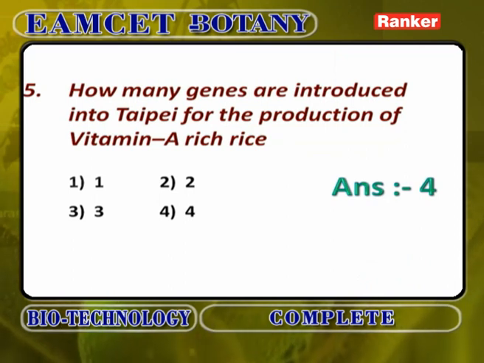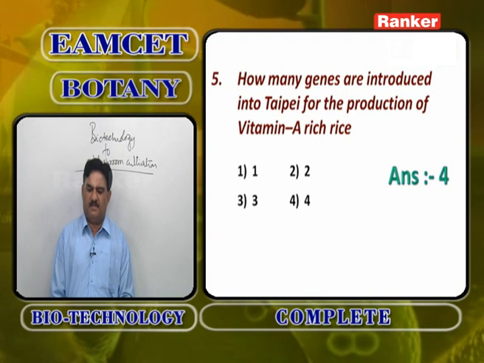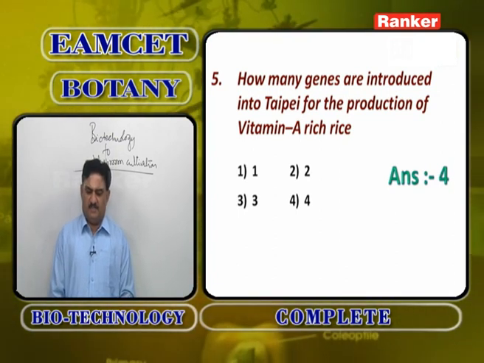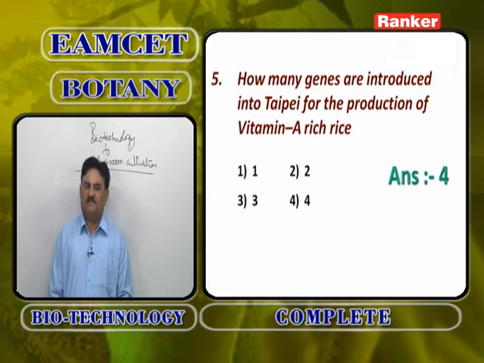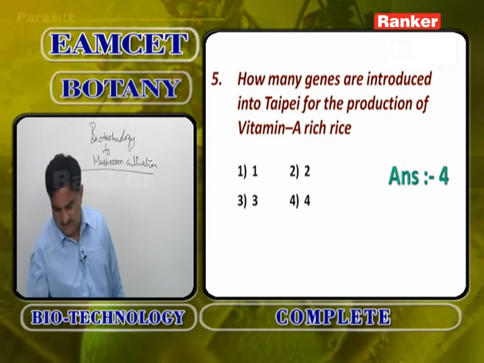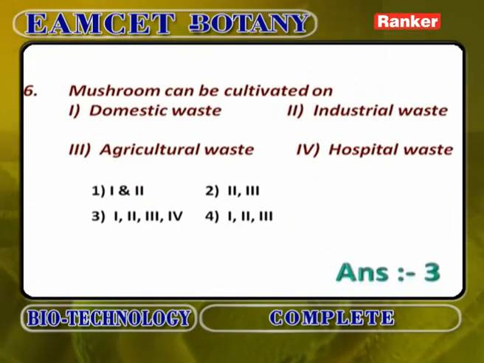How many genes are introduced in type A variety of rice for production of vitamin A rich golden rice variety? So, to produce golden rice variety, how many genes of vitamin A are introduced into type A variety means 4 genes. How many genes are introduced into type A for the production of vitamin A rich golden rice variety is 4 genes are introduced to produce golden rice variety.